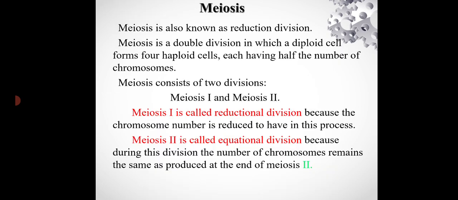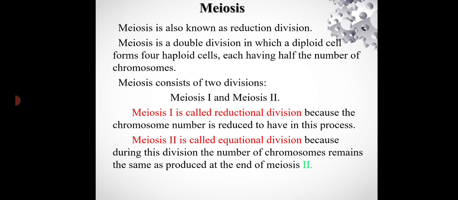Next, meiosis. Meiosis is also known as the reduction division. Meiosis is a double division in which a diploid cell forms four haploid cells, each having half the number of chromosomes. Meiosis consists of two divisions, meiosis 1 and meiosis 2.